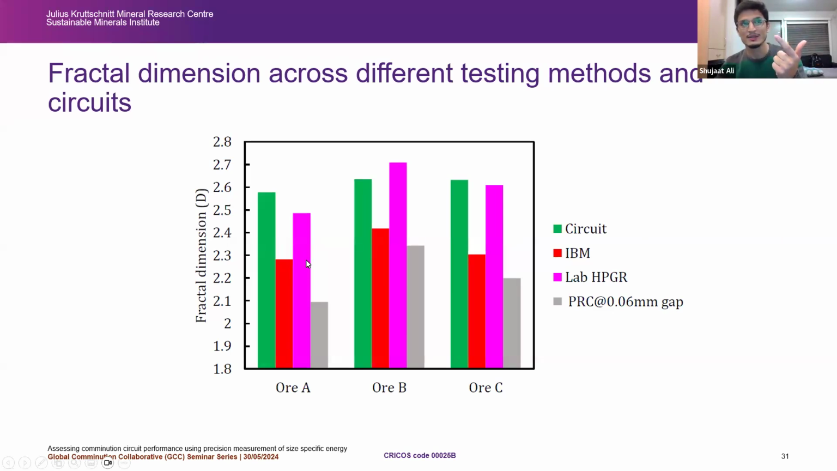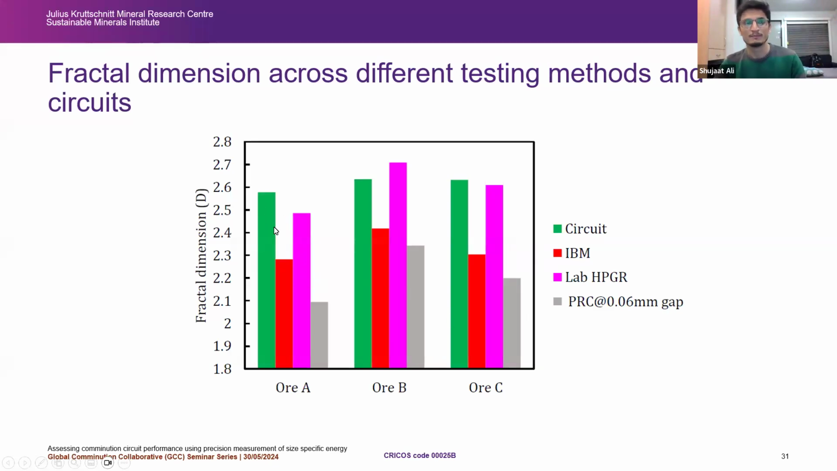Another thing is that our lab HPGR has higher fractal dimension in comparison to the ball mill, but smaller than the circuit. Why? Because in the lab HPGR you do lots of compaction. It's bed breakage and you create lots of cracks. So lots of cracks means your fractal dimension number just exceeds.